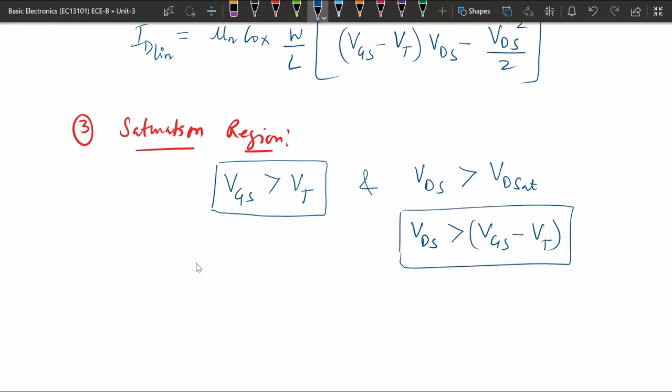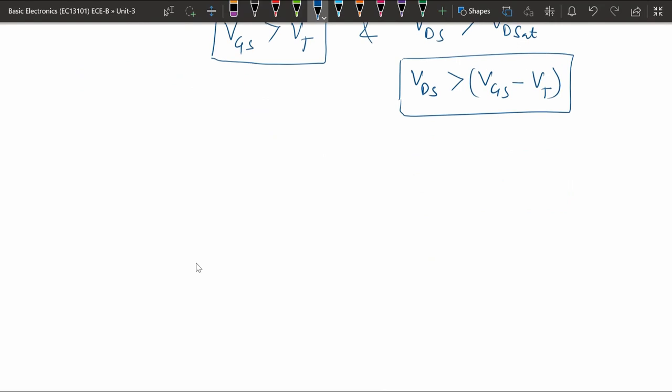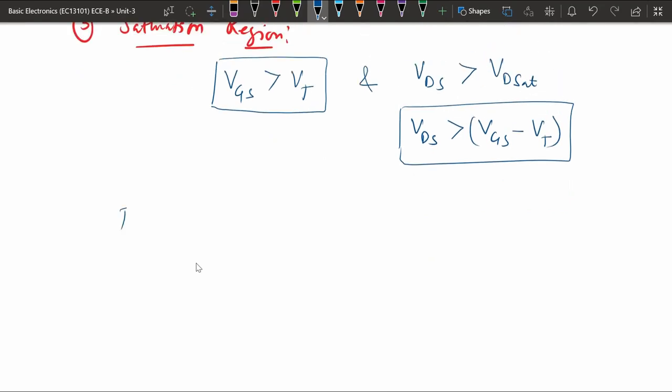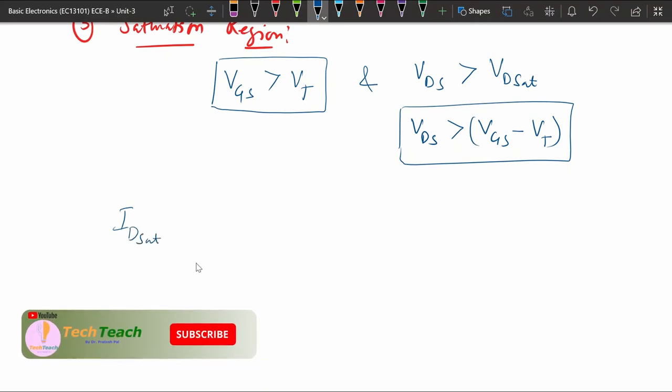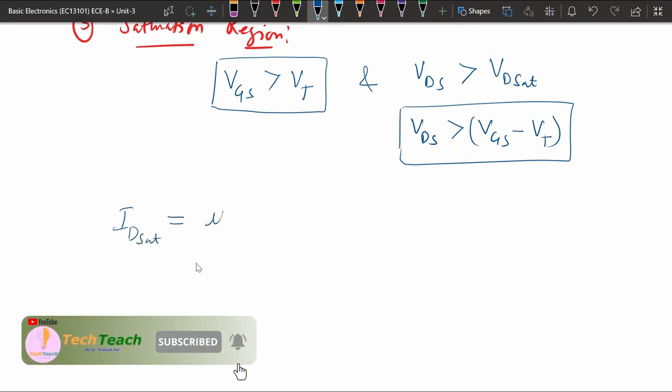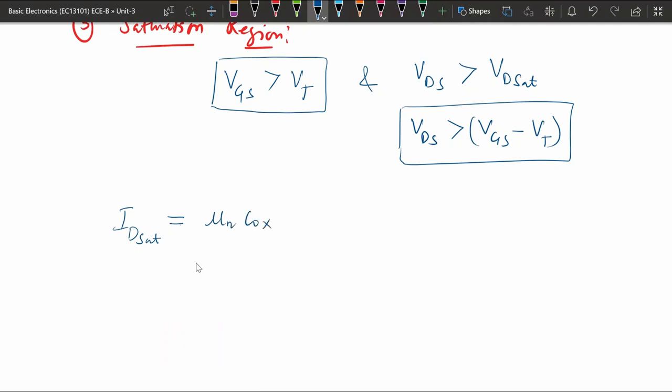So this is called the saturation region. In the saturation region, the current equation is given by ID saturation equals mu n COX, COX W by L, VGS minus VT to the power 2, and also there is a 1 by 2. COX value, I will be explaining; we will get to that point. Just consider it is 1 by 2 times this.